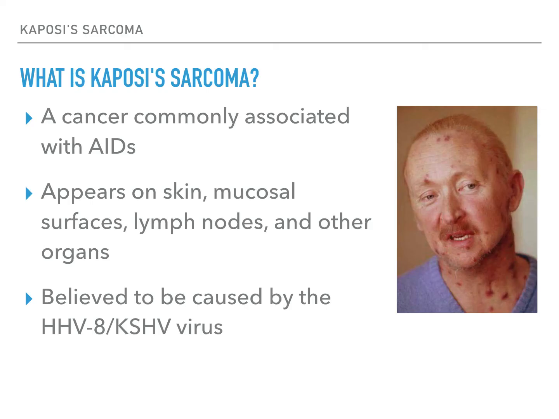What is Kaposi's sarcoma? Kaposi's sarcoma, or KS, is a cancer that develops in the cells that line lymph or blood vessels. In the United States, this cancer is most commonly associated with AIDS. KS usually appears on the individual as malignant tumors on the skin, mucosal surfaces like the mouth, in lymph nodes and/or other organs. The tumors that develop on the skin tend to look like purple, red, or brown blotches as shown in the photo to the right.